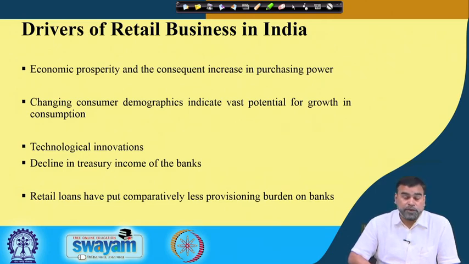Technological innovations: online trading and online shopping are very easy, there is no need to go to the marketplace. That increases your consumption, that is why it increases the importance of banking. Decline in the treasury income of the banks sometimes affects the income of the banks. Retail loans put comparatively less provisioning burden on the banks. The credit assessment policy of the bank for retail loans is relatively more robust, so the credit risk is relatively less, provisioning declines, and banks are not keeping much provisions against retail loans.